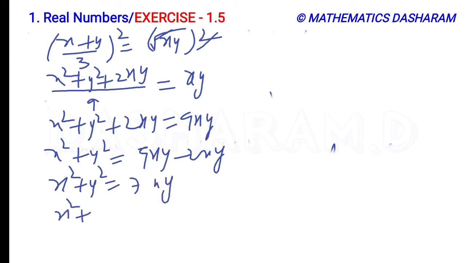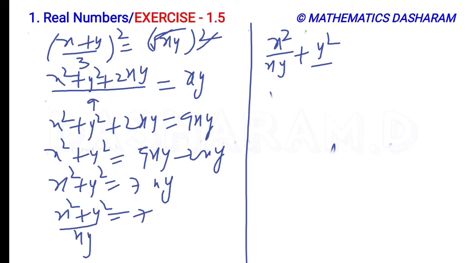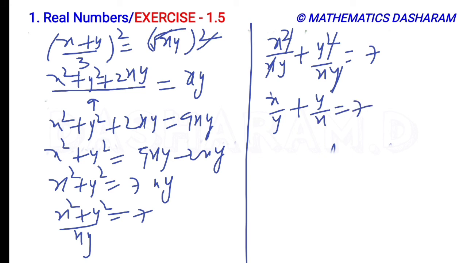X square plus y square, only just xy transpose to left side, so it will go to denominator place. So now split into two fractions, x square by xy plus y square by xy equals to 7. Here x square cancel, y square cancel, so x by y plus y by x equals to 7. So the required answer is 7.